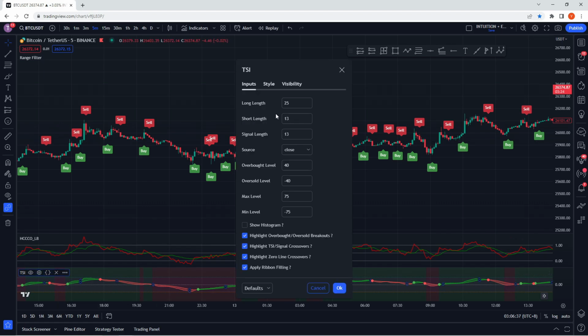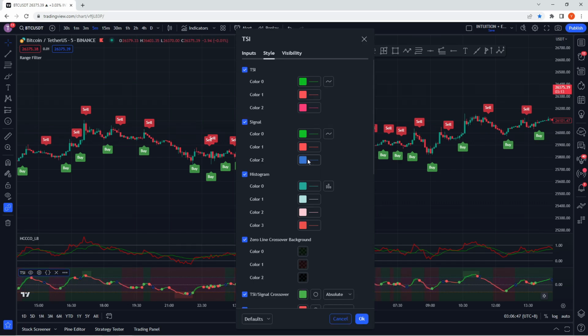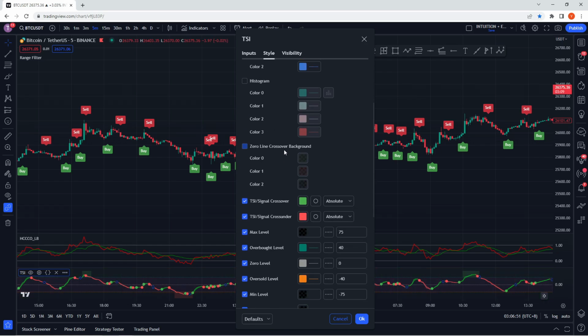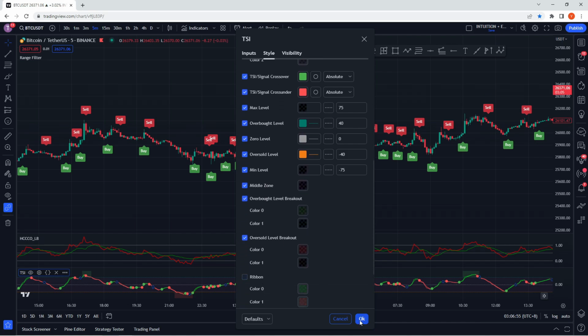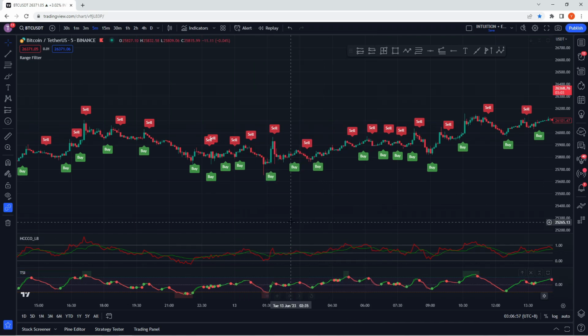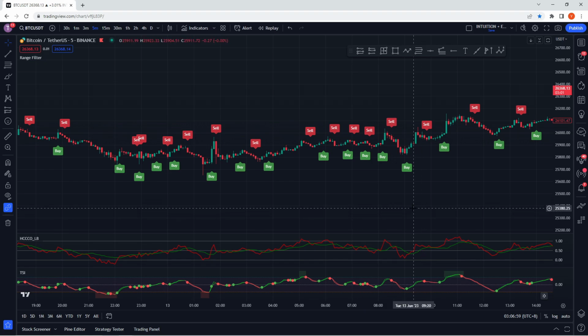On the TSI you want to change certain things. For the long length change it to 6, and for the signal length change it to 2. For this you want to remove the histogram, the zero line crossover background, and the ribbon. That is all that you'll be needing. Let's dive straight in and show you how to take these positions.